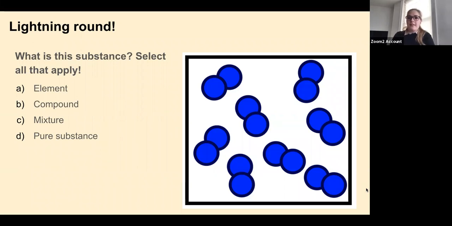All right, perfect. So this is actually an element and a pure substance, because you can see that this here is an element like oxygen, where two of the atoms are combined together to make an oxygen molecule, or a molecule of an element. But because it's just one element, because it's just one type of atom, it's still an element. And also because it's just one kind of element, it's a pure substance. So it is an element that is also a pure substance. Great job on these lightning round questions.